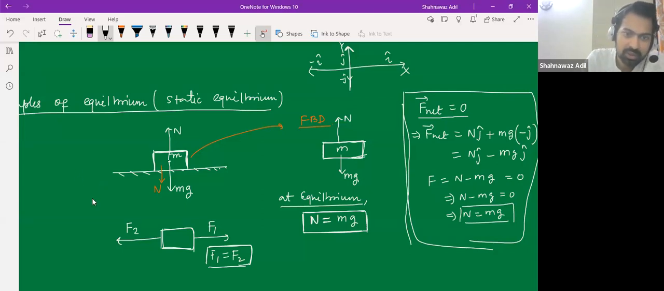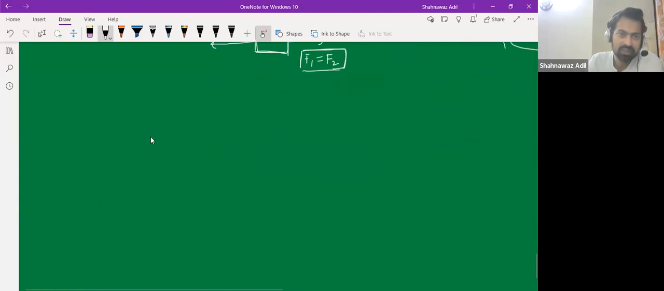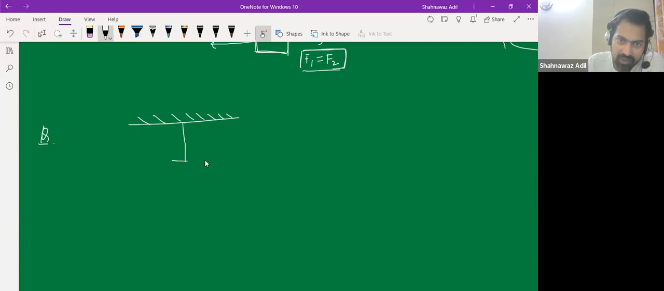So now let us do one complicated question. We have this ceiling, right? And some mass is hanging from it, and this is at equilibrium. First, let us do this problem. We have this string, and some mass is hanging with this string, and it is at equilibrium.